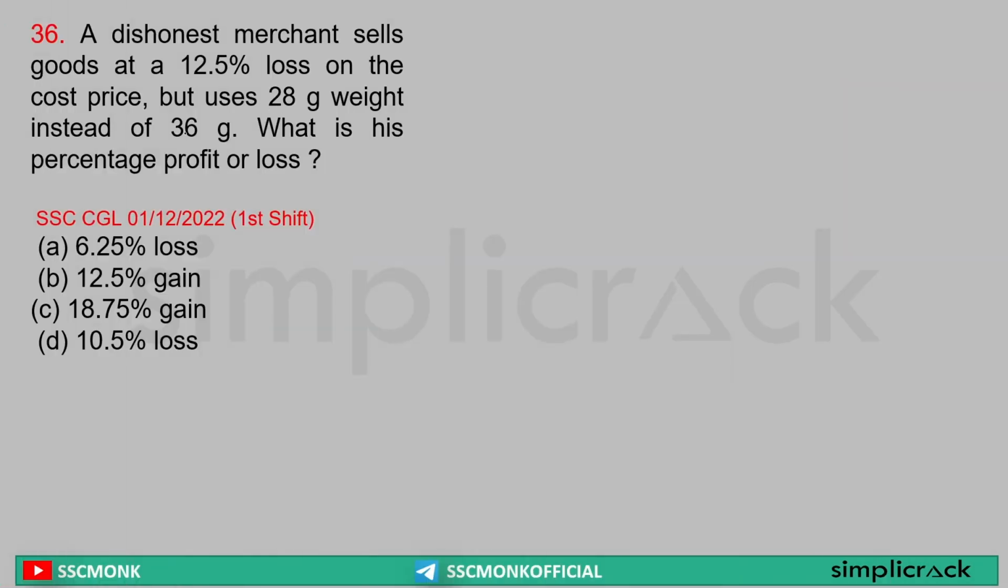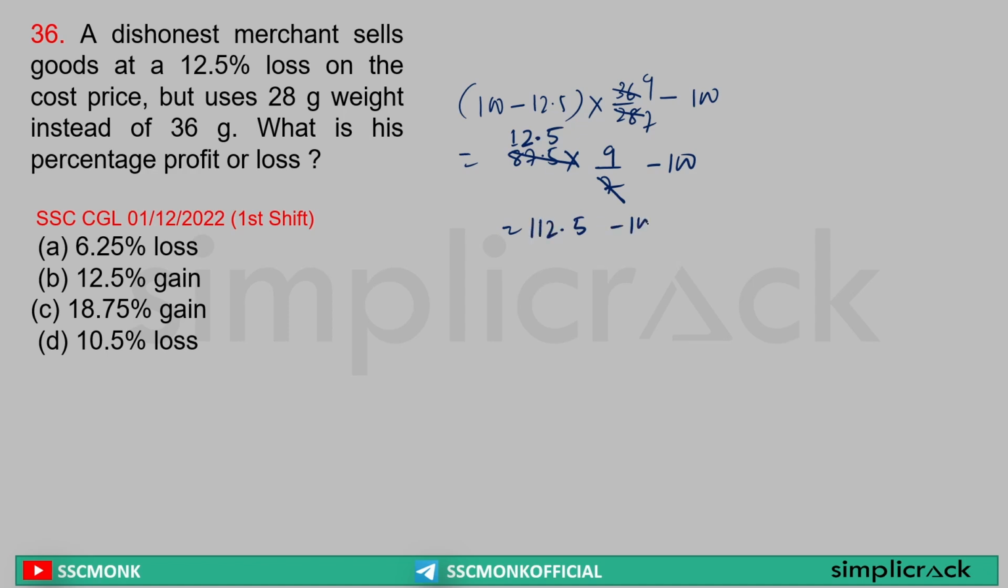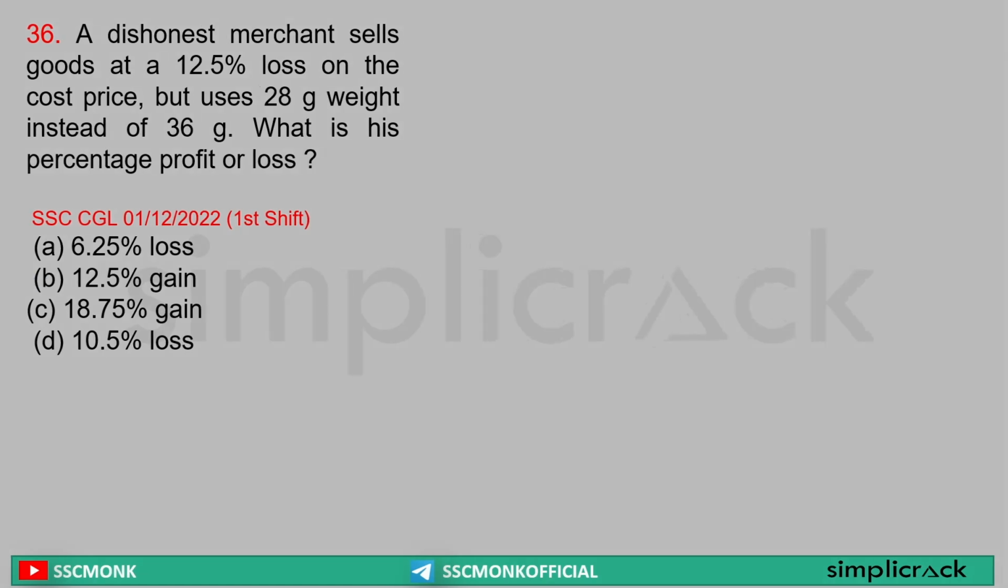A dishonest merchant sells goods at 12.5% loss on the cost price but uses 28 gram weight instead of 36 gram. Very basic. 100 minus X into Z by Y, 36 by 28 minus 100%. So this can be written as 87.5 into 9 by 7 minus 100. Now 12.5 can be written as 9 into 12.5, 112.5 minus 100, that is equal to 12.5%. So what is the gain? Gain is 12.5%. Clear? Next.